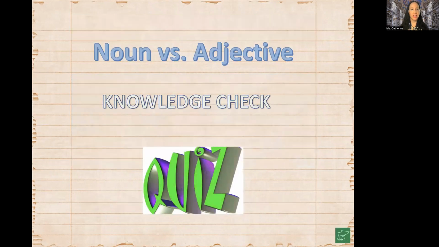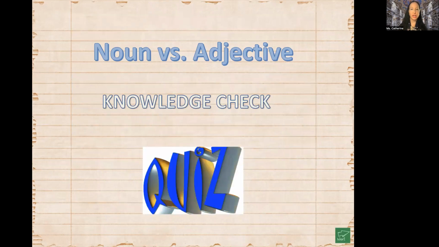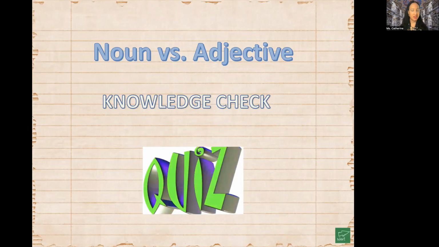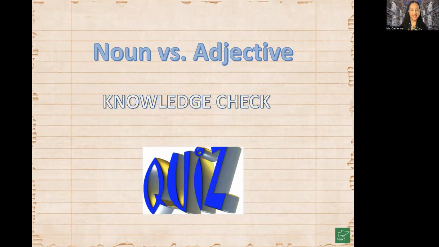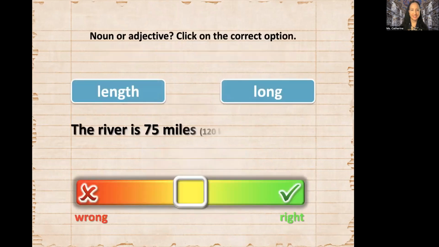Okay, now the knowledge check. Now, if these were tough, go back, rewind, and go over it again, because this would be our knowledge check. Are you ready? Okay. The noun or adjective. Click on the correct option.